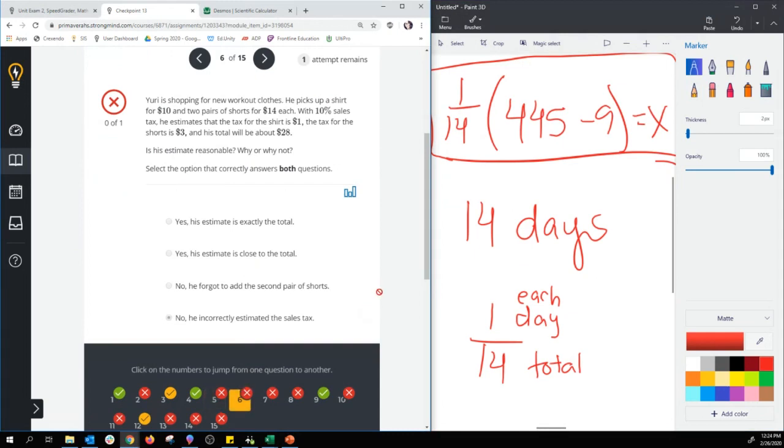Next one says that Yuri is shopping for new workout clothes. He picks up a shirt that is $10, 2 pairs of shorts that are $14. With a 10% sales tax, he estimates that the tax for the shirt is $1 and the tax for the shorts is $3. His total will be about $28. Is his estimate reasonable?